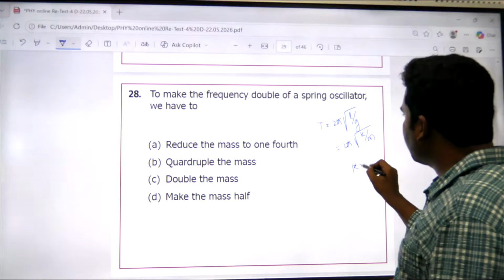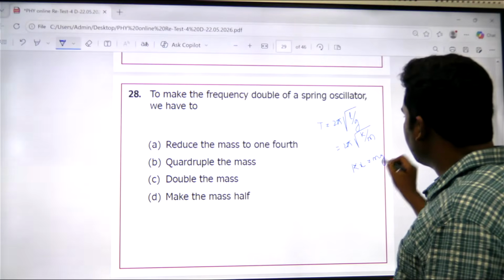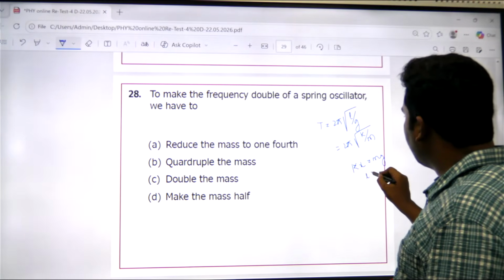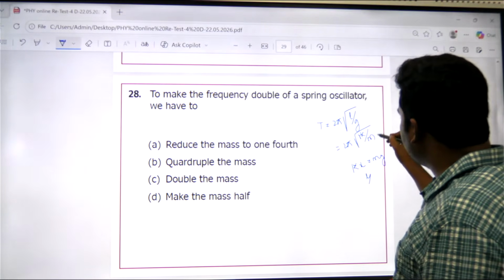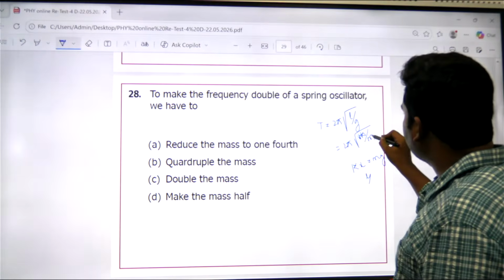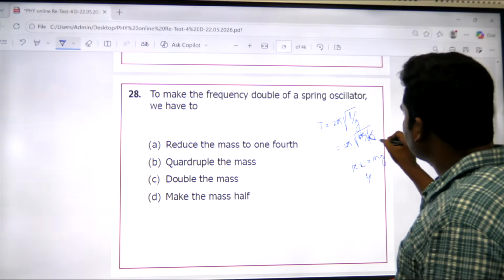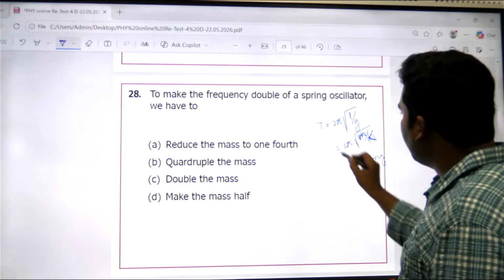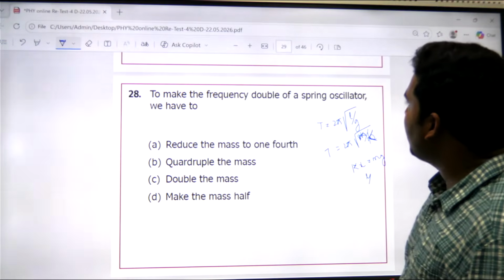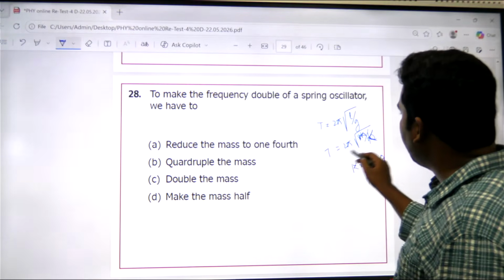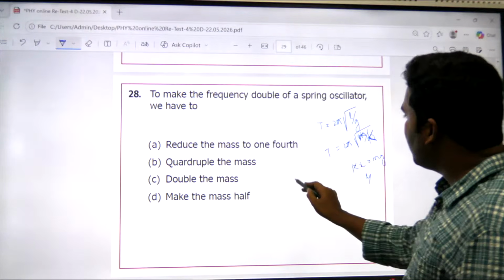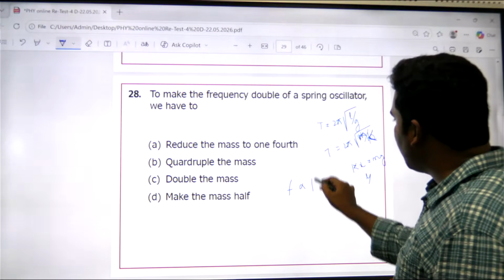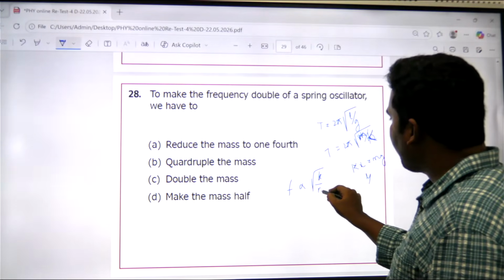K into X. Double M into G. M by G is M by K. So it is M by G is M by K. Now, what is he asking? He is asking about the frequency. This is time period. Time period is directly proportional to root M by K. You can simply write frequency is directly proportional to root K by M.